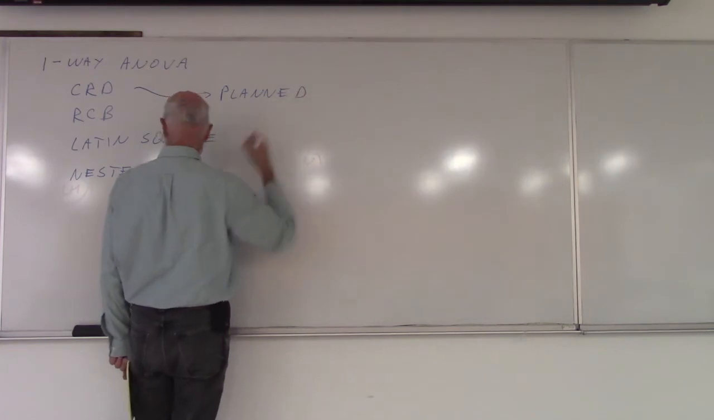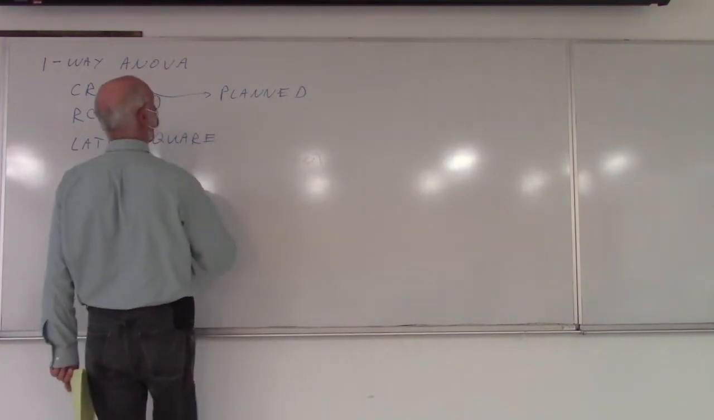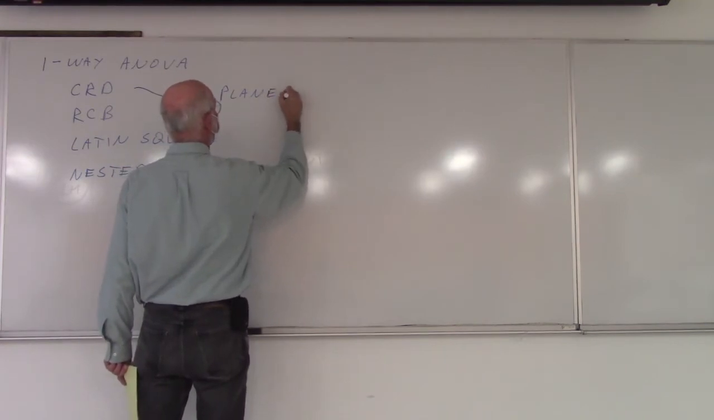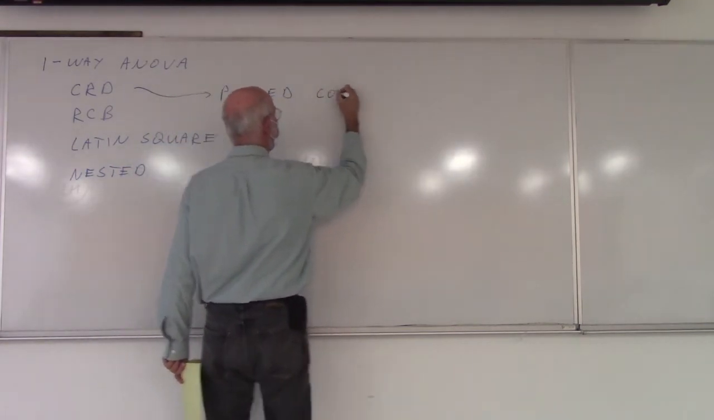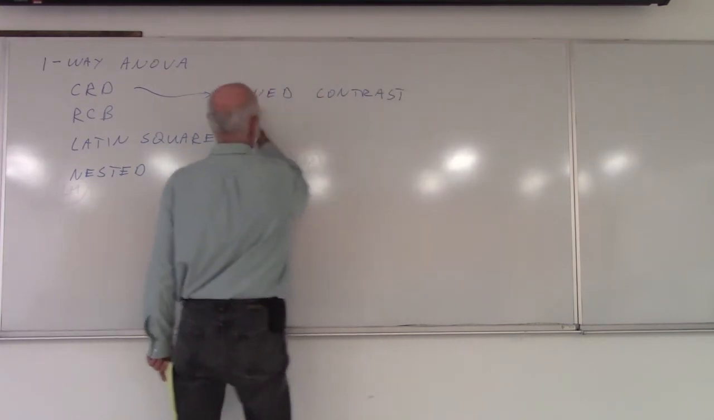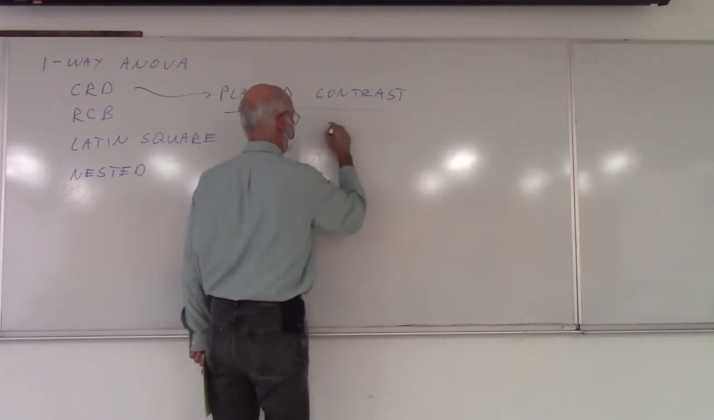How many n's does planned have? One or two? I think just one. Planned contrast. What is a planned contrast?